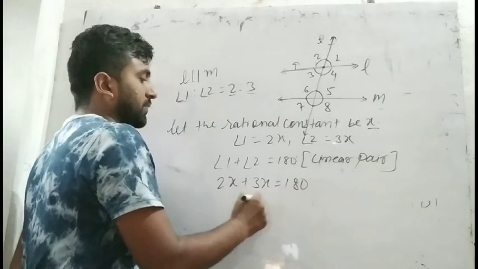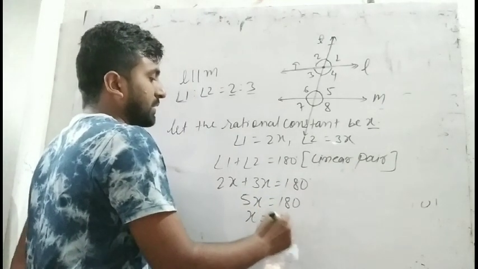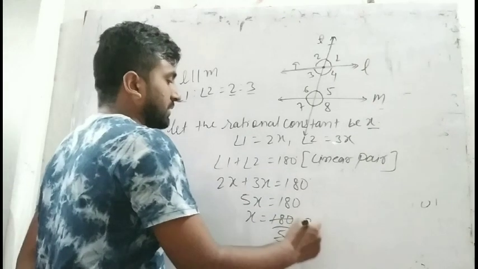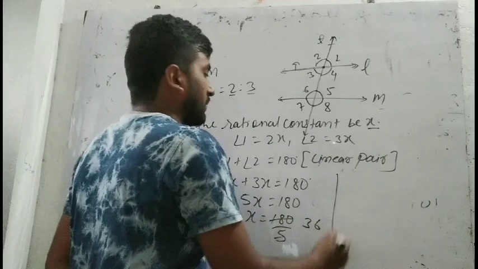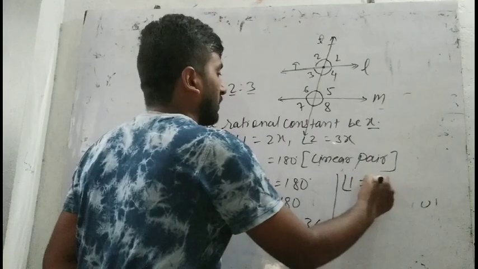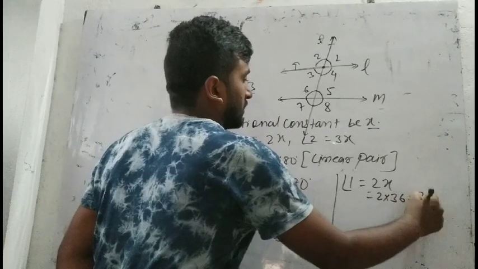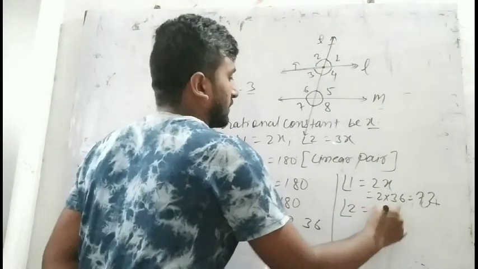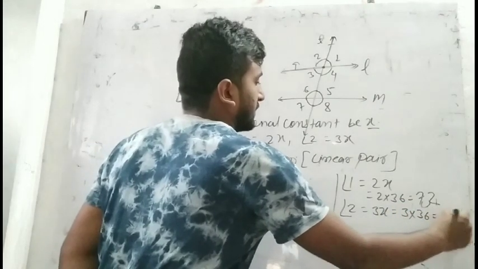So it becomes 5x is equal to 180, x is equal to 180 by 5. It becomes 36. x is equal to 36. Then put the value of x in angle 1, it is 2x, so 2 into 36 is equal to 72. And angle 2 is equal to 3x, now 3 into 36 is equal to 108.